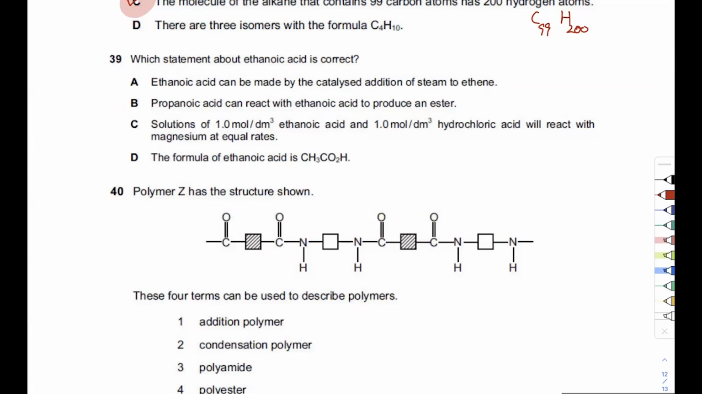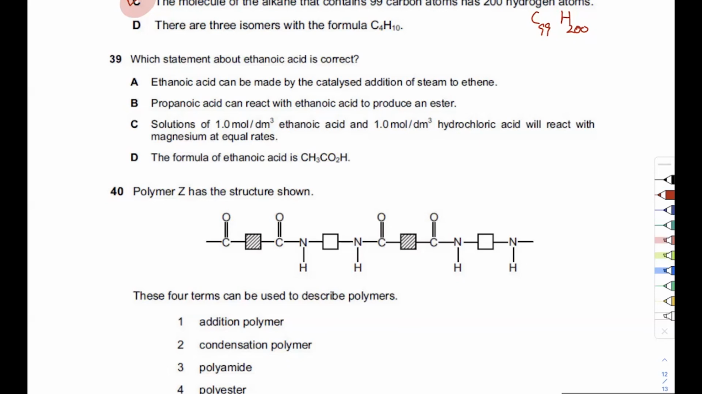We have the same molarity, but we don't have the same strength of acid. The reaction is going to be very different in terms of rate. HCl is going to be very fast because it ionizes fully. Ethanoic acid releases the H positive slowly over time because it's a weak acid. It doesn't ionize fully. So yeah, rate is not going to be the same.